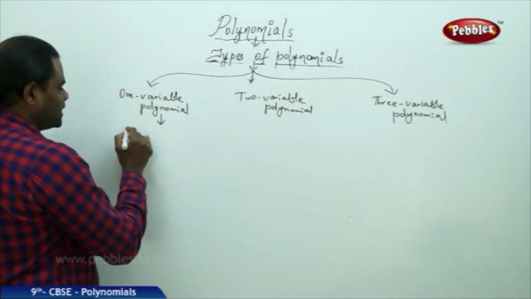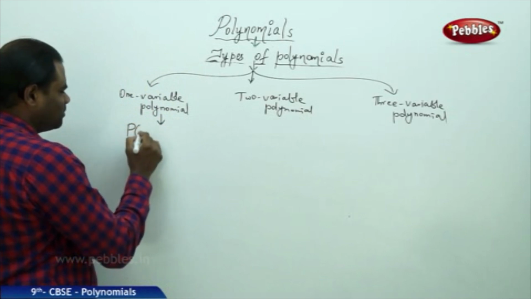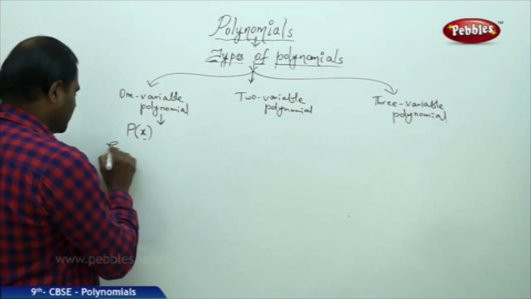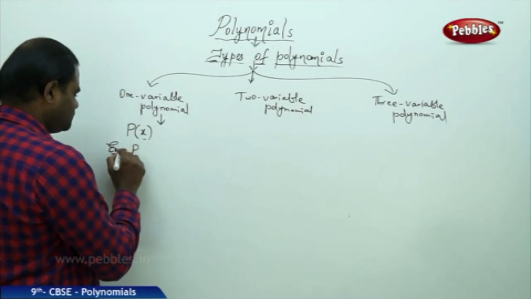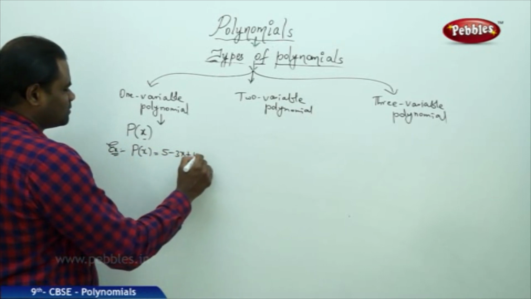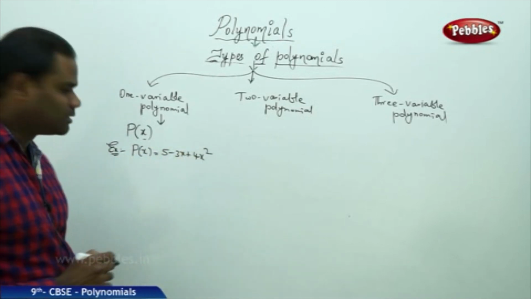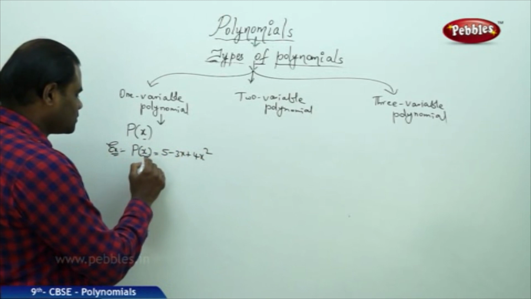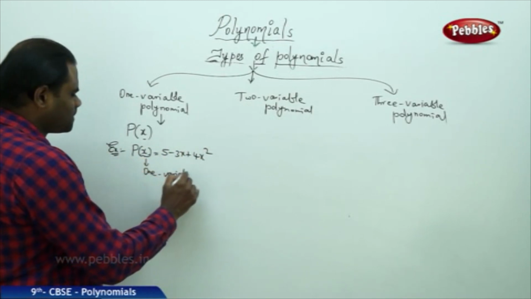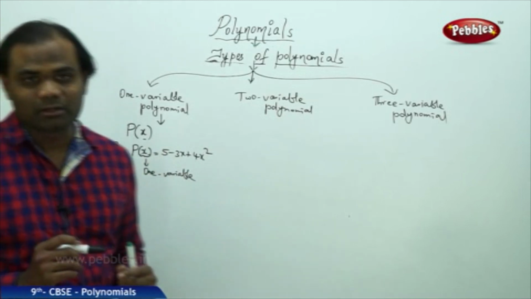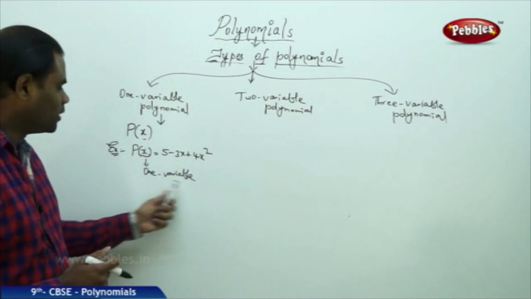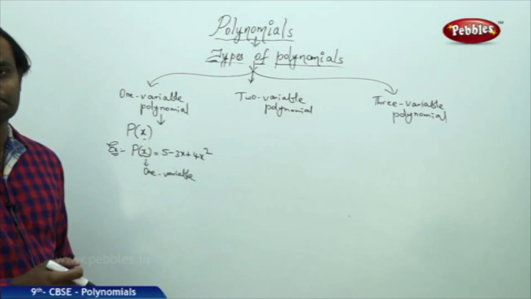So in this, as we have discussed, if the polynomial has only 1 variable, say for example, I have p of x is equal to 5 minus 3x plus 4x squared, then in this case the variable is only 1 variable. Therefore, such a polynomial which has only 1 variable x is called a 1 variable polynomial.